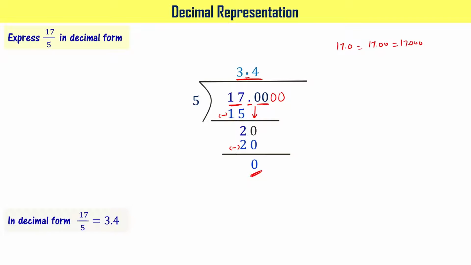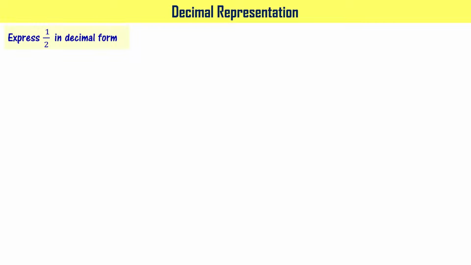Now let's take a look at another problem. Express 1 by 2 in the decimal form. We know the answer, right? 1 by 2 is called half, that is equal to 0.5, but let's try to do that here. So after 1 point, I have two zeros. As I said earlier, you can have one 0 and keep adding as you require, right? Now let's divide that by 2.